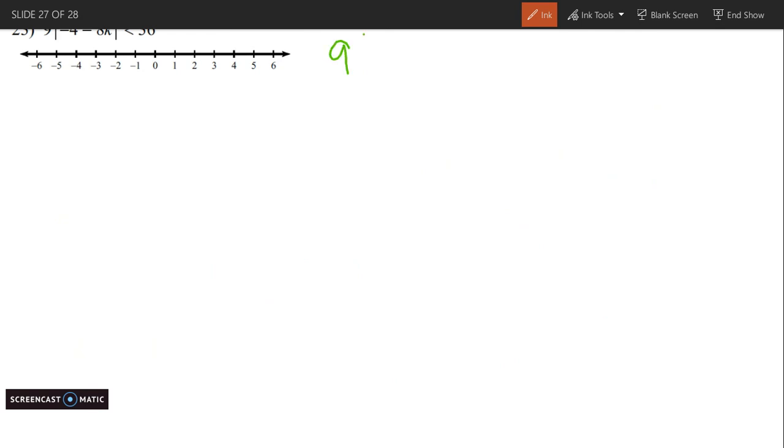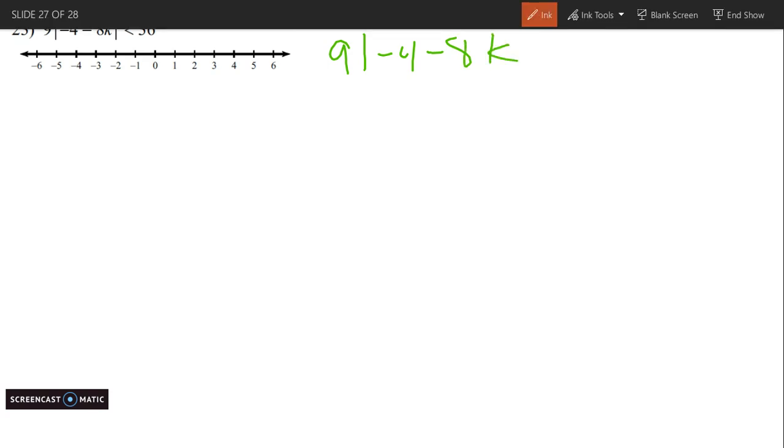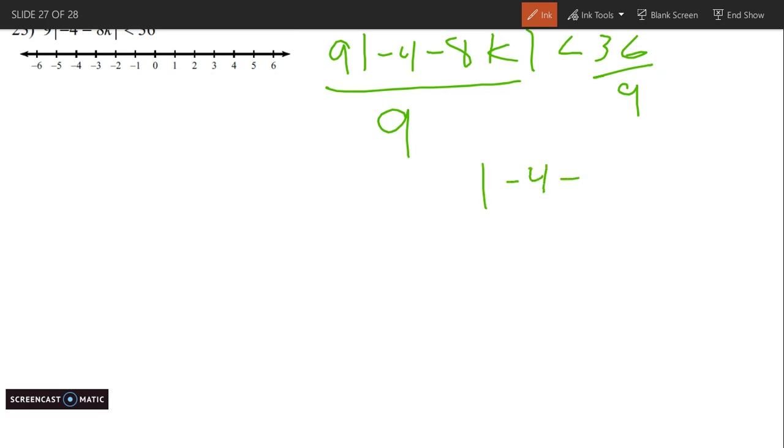We've got 9 times the absolute value of -4 minus 8k less than 36. We're going to undo multiplication with division. That's 9 times the absolute value symbol. We've got to divide by 9 on both sides first to get the absolute value by itself. It's absolutely necessary you get the absolute value by itself first. So we got the absolute value of -4 minus 8k less than or equal to 4, because 36 divided by 9 is 4.